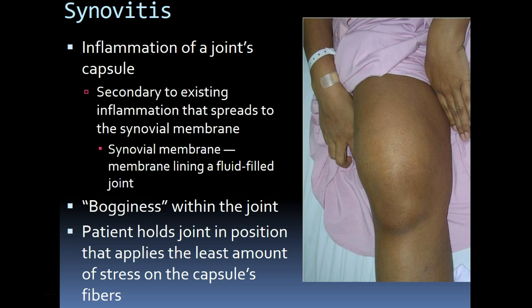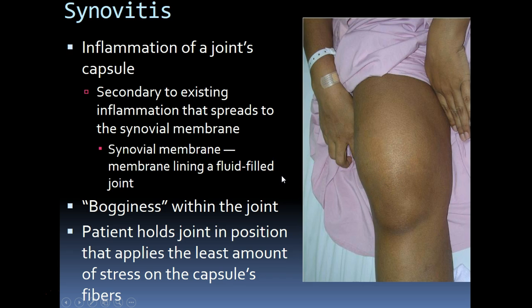The patient might complain of fogginess or looseness within the joint, and tends to hold it in a position that applies the least amount of stress and strain to the capsule. So in other words, when we have a synovitis, it's generally secondary to some sort of inflammatory condition, and that inflammatory condition could be irritation to the joint. It could be inflammation in the quadriceps muscle, which leaks down into or causes irritation of the actual synovial itself.